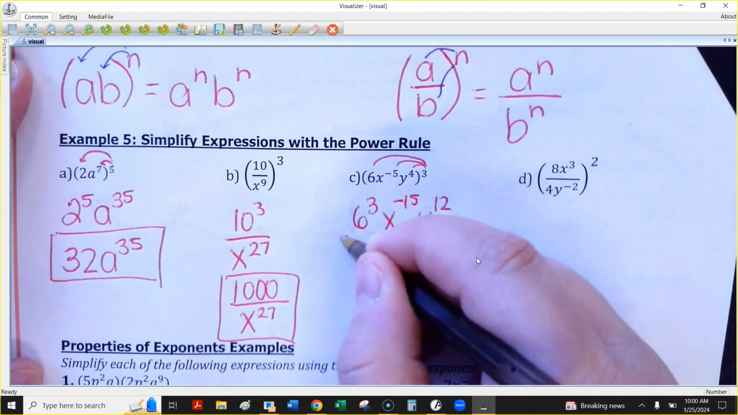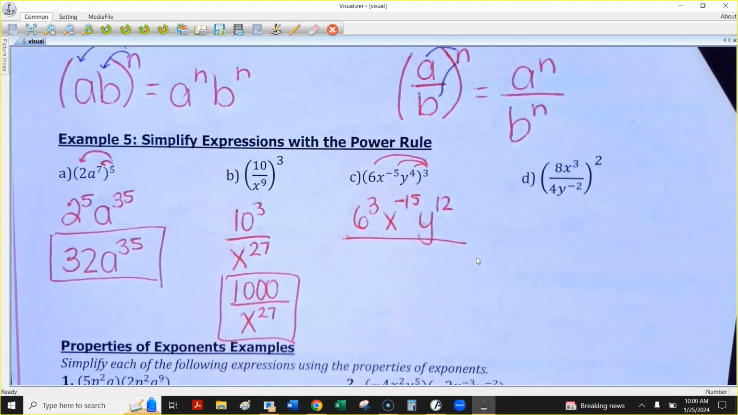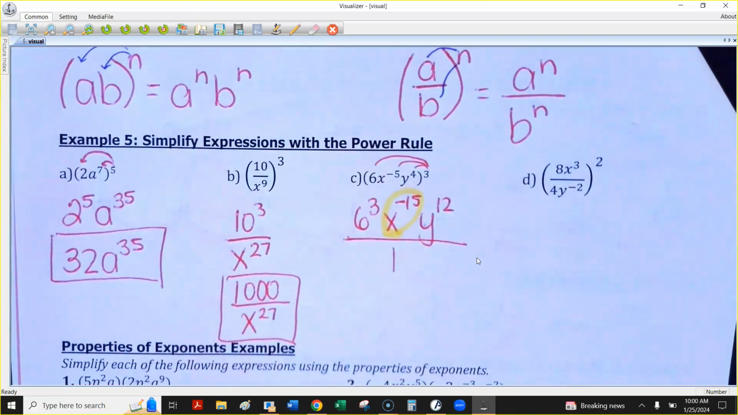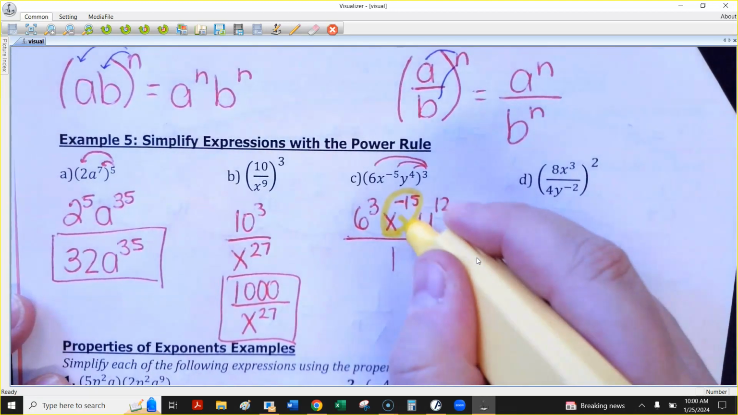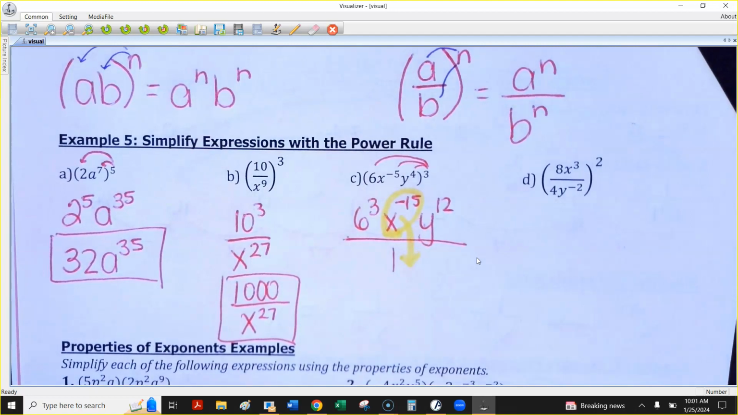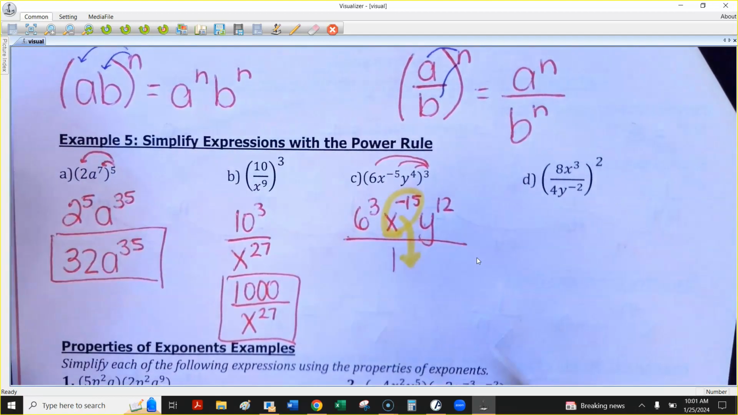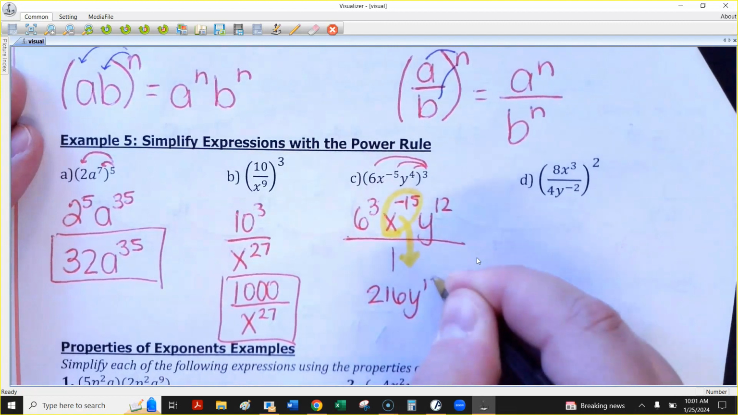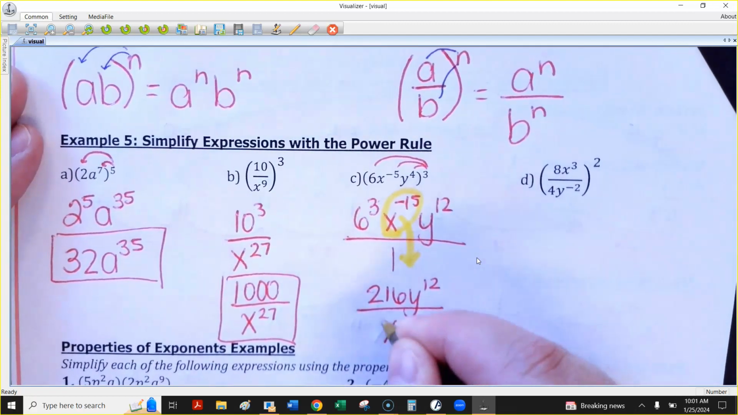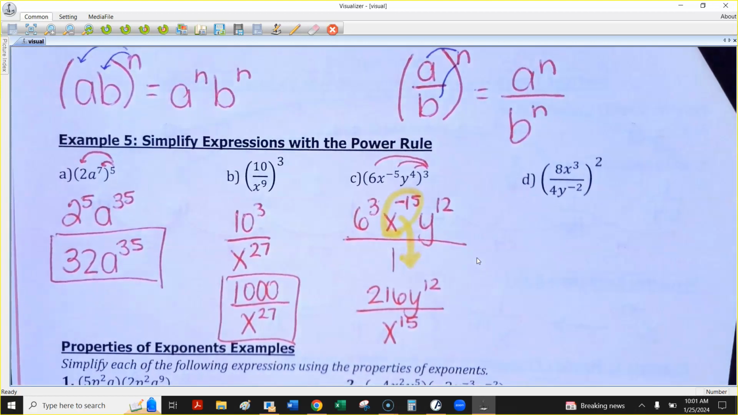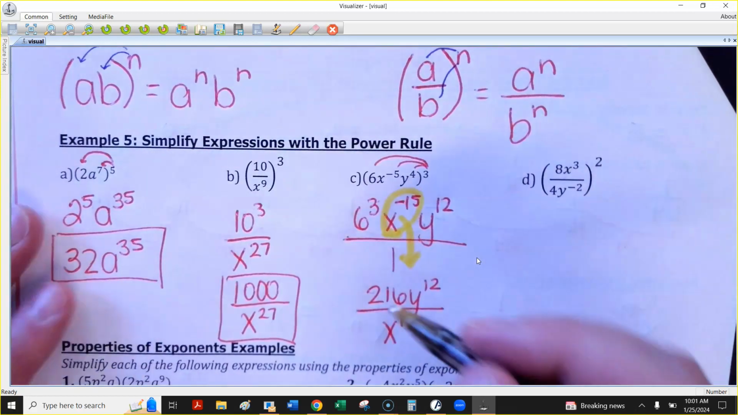Now, I'm going to make a fraction because I don't want to have that negative exponent. You're only going to move what has the negative exponent. So don't move anything else. This is going to come down to the bottom of the fraction. We move it, we're going to lose the negative exponent. Now, I'm just going to simplify this. I don't have a ton of space. 6 to the third power is 216. And y to the 12th, we'll just leave that where it's at. X to the then positive 15 comes to the bottom of the fraction. And then that's all simplified.